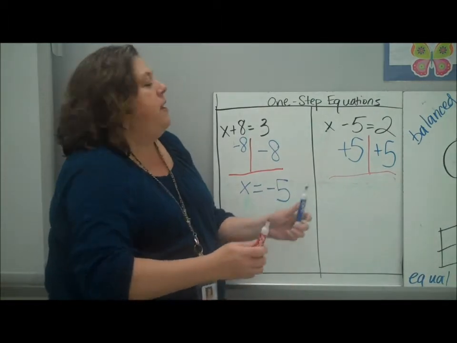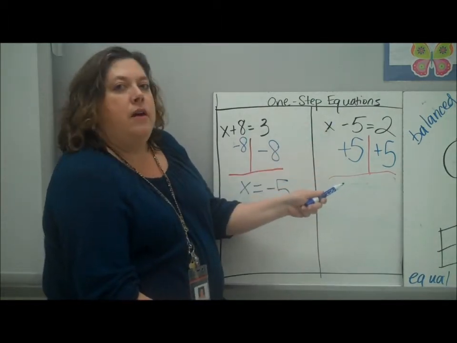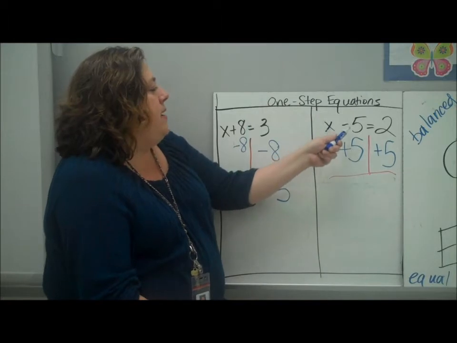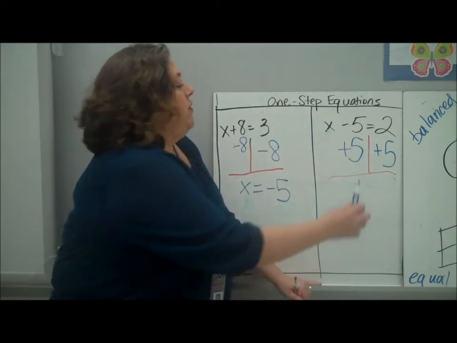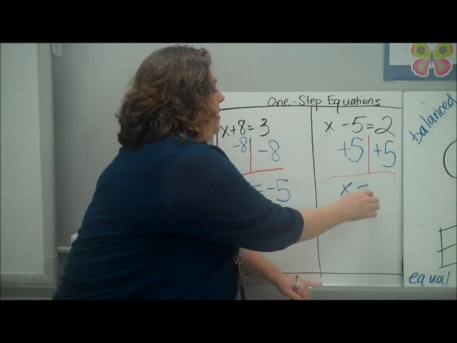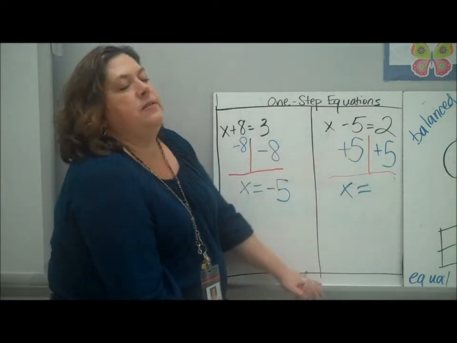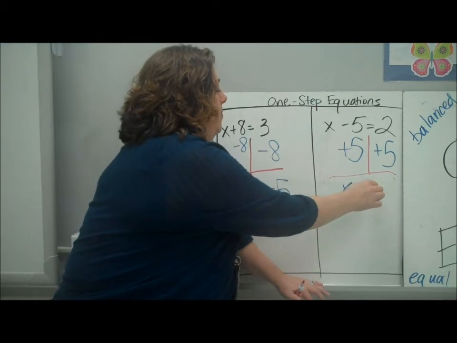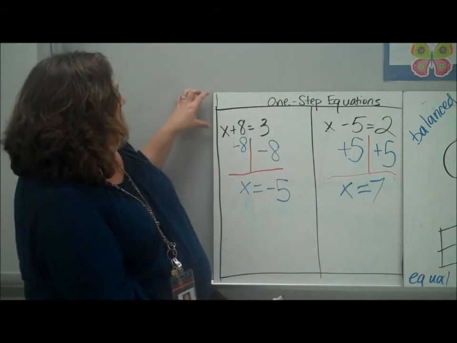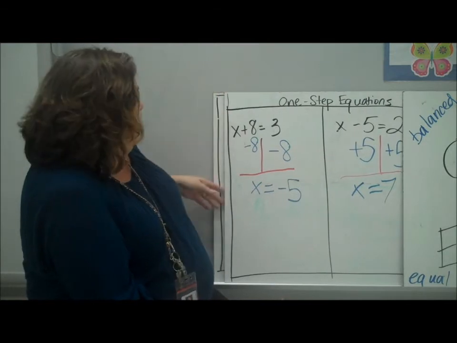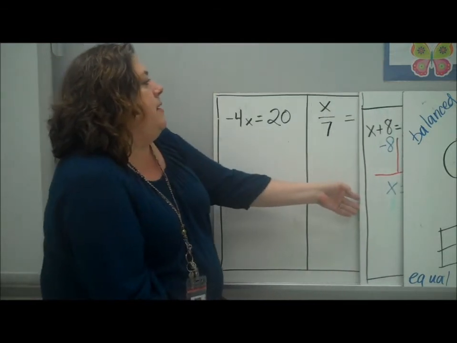So I can use my awesome integer skills. I have minus 5 and plus 5. They will cancel each other out. X equals 2 plus 5, 7. Keep following along on your paper. You should be writing anything that's happening up here.